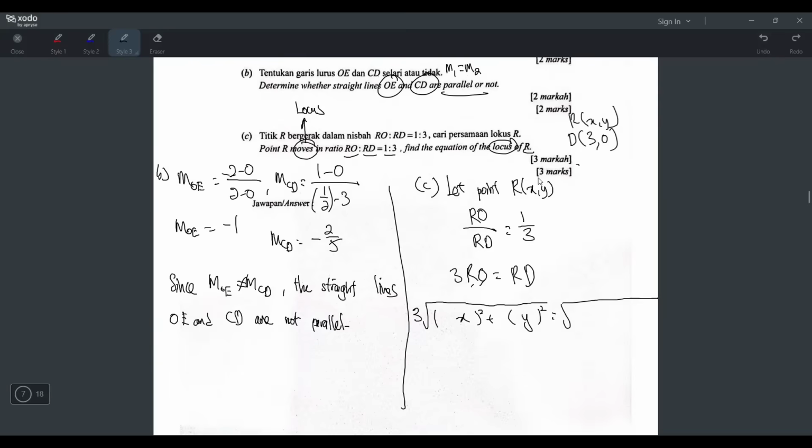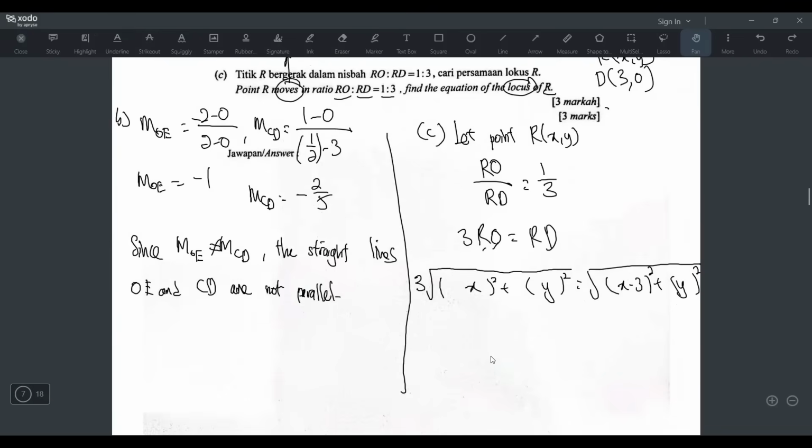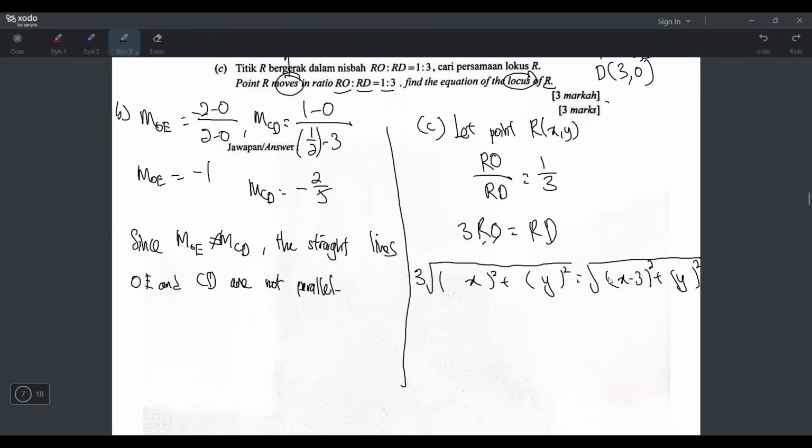Okay, yeah, because that's the moving point. So I'll use the same formula: square root of bracket square plus bracket square. The first bracket you have to write x minus x, so x minus 3, and then the second bracket is y minus y, y minus 0. But minus 0 no need to write, just y. Okay, this is how it looks like now. The only thing left to do is simplify this whole thing now.